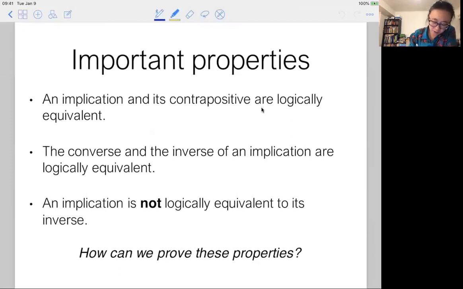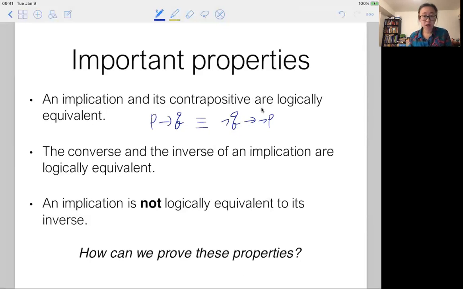So what is my implication? P implies Q is my implication. What is the contrapositive? It's not Q implies not P. And my statement is that those two things are actually logically equivalent. How do you prove it? By truth table. Okay? The second thing is to say that the converse and the inverse of the implication are again logically equivalent.